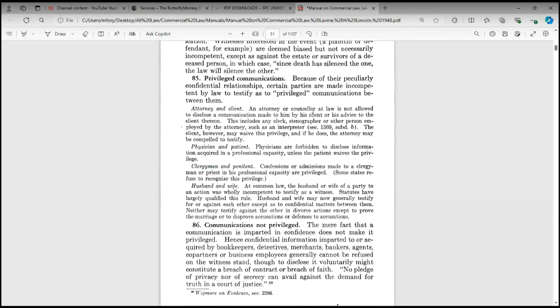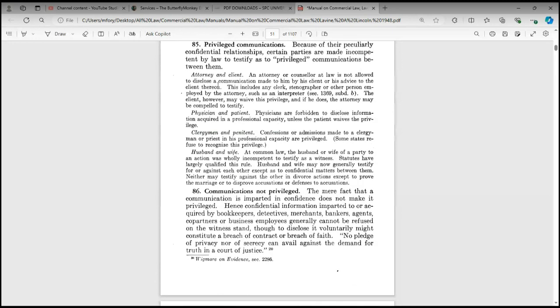An attorney or counselor at law is not allowed to disclose a communication made to him by his client or his advice to the client thereon. This includes any clerk, stenographer, or other person employed by the attorney, such as an interpreter. The client, however, may waive this privilege, and if he does, the attorney may be compelled to testify. Well, you got to remember, he's your agent, too.